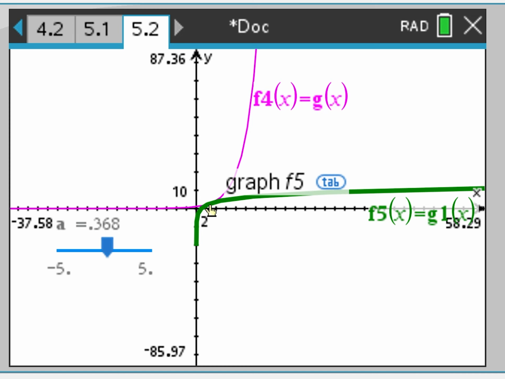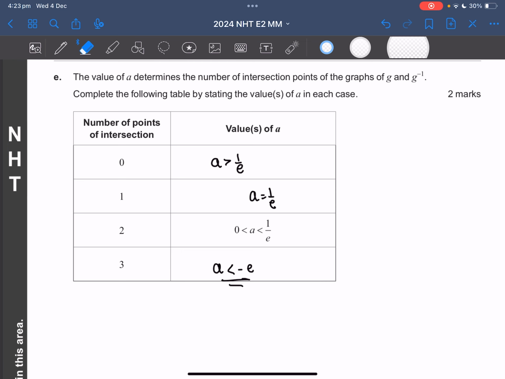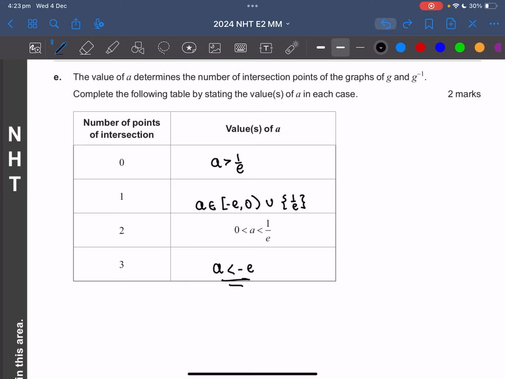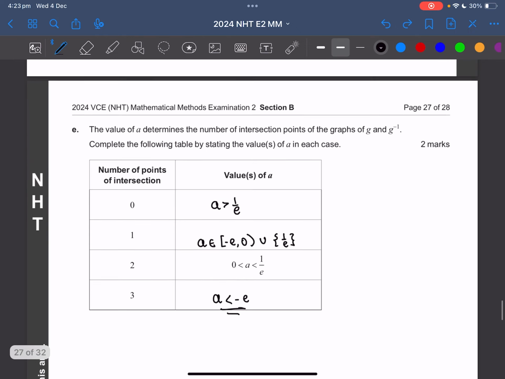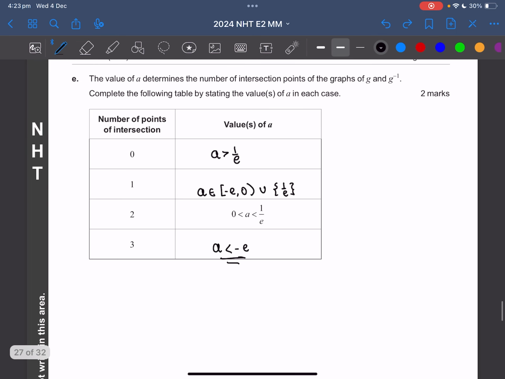So I think the bounds for having only 1 intersection is going to be when A is between negative e to 0, including when A is 1 on e. We can't have 0 included because that's out of the domain for A. At A equals negative 3, we did notice only 1 intercept. But as soon as A is less than negative e, we have 3 intercepts, which is here. And yeah, I guess that's it. I think that's it for this question.